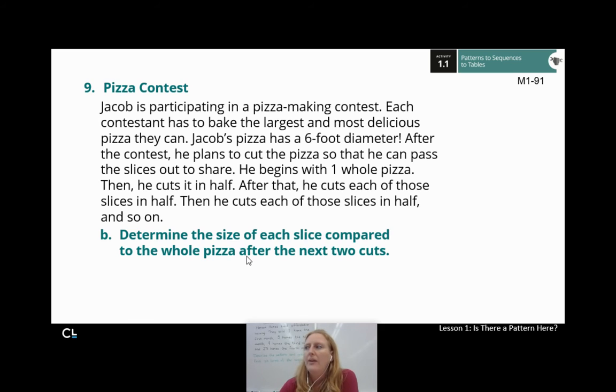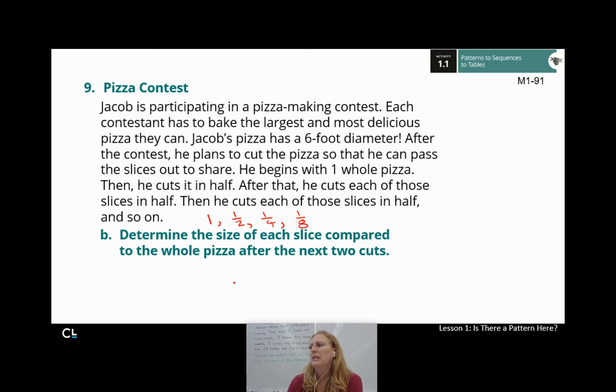All right. Hang on, I gotta make some notes here. So we started off with a whole pizza, and then he cuts it in half, so we're down to half. And then he cuts that in half again. Well, half of a half is a fourth. And then he cuts those slices in half. Oh my gosh. So he cuts those in half. So half of a fourth is an eighth.